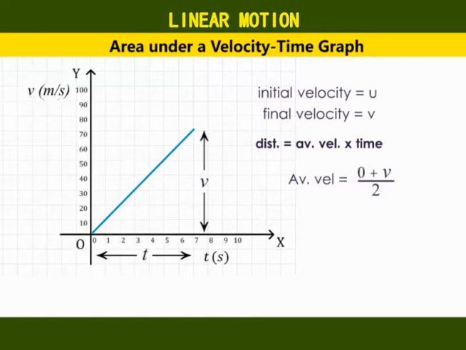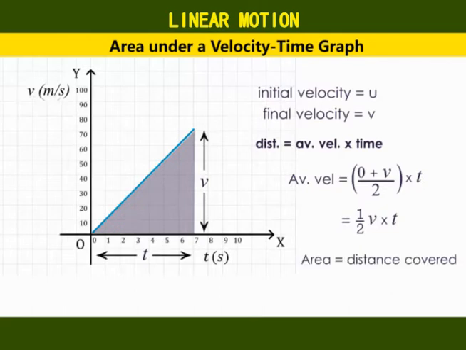So 0 plus v over 2 gives us v over 2. Then we multiply by t. That gives us half v times t. If you look at this expression, it is the same as the area of a right-angled triangle with a base t and a height v. So the area under a velocity time graph is the distance covered by the body in t seconds.